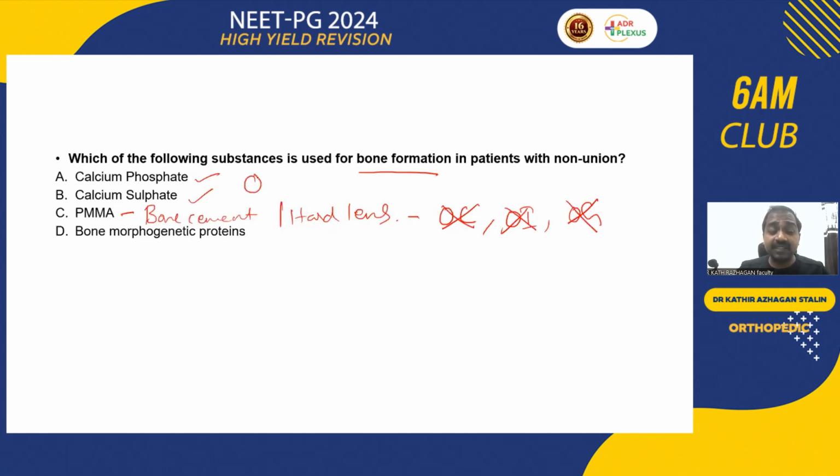Calcium phosphate has at least osteoconductive property, but no inductive or genetic property. But the question asked is bone formation. So it means it should have at least induction or genesis property. Among these options, only D has osteoinduction property. Where was this discussed?